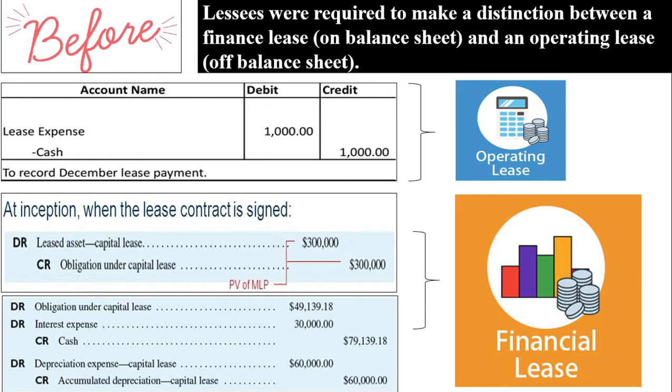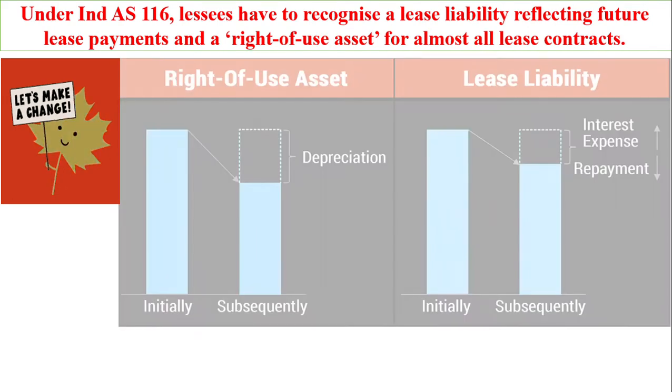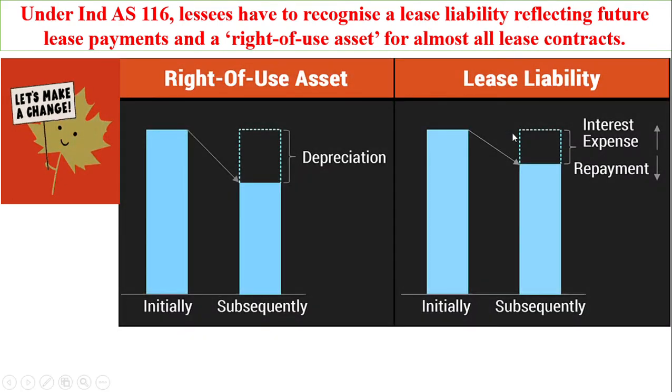So now the distinction between operating lease and finance lease is irrelevant for the treatment in the lessee's books of accounts. The lessee should recognise the right of use and the lease liability irrespective of the type of lease, and he can claim the depreciation and the interest expenses.